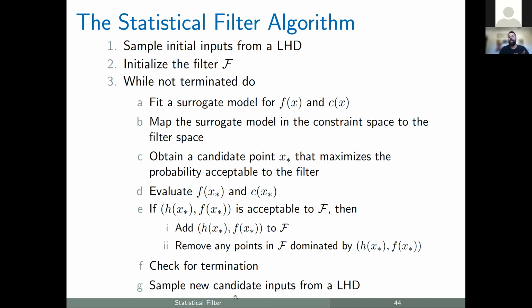And if you haven't terminated, then you sample more candidate inputs from a Latin hypercube design to do prediction at using your Gaussian process, and you iterate.